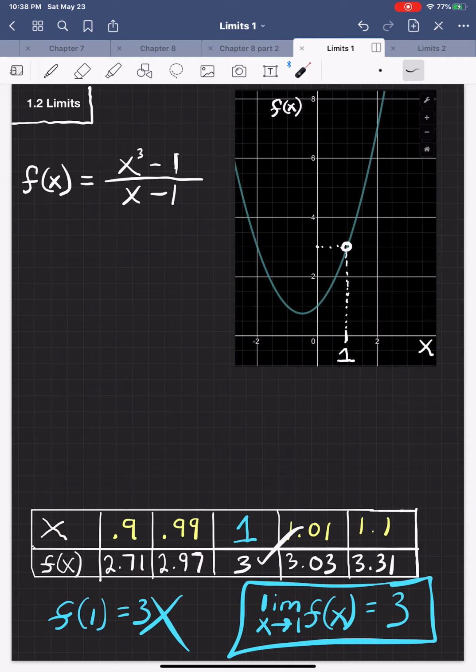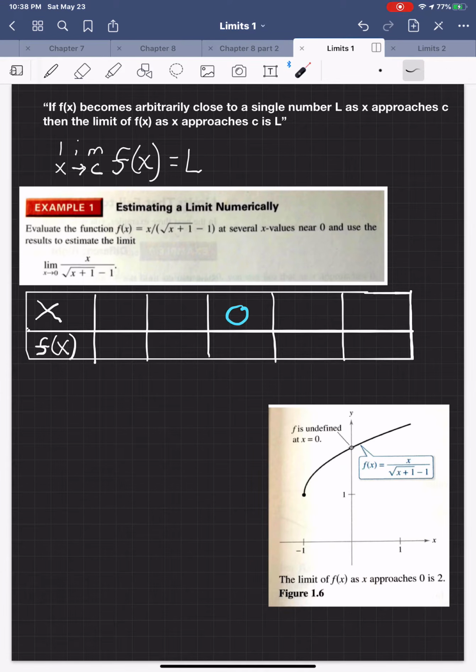Let's translate that. So x in this case was approaching 1. So the c value would be 1. And as x approached 1, y is approaching 3, right? That's what we're saying. So if f of x becomes arbitrarily close to a single number L as x approaches c, then, here it is, the limit of f of x as x approaches c is L. So we are defining our answer to be 3, okay?